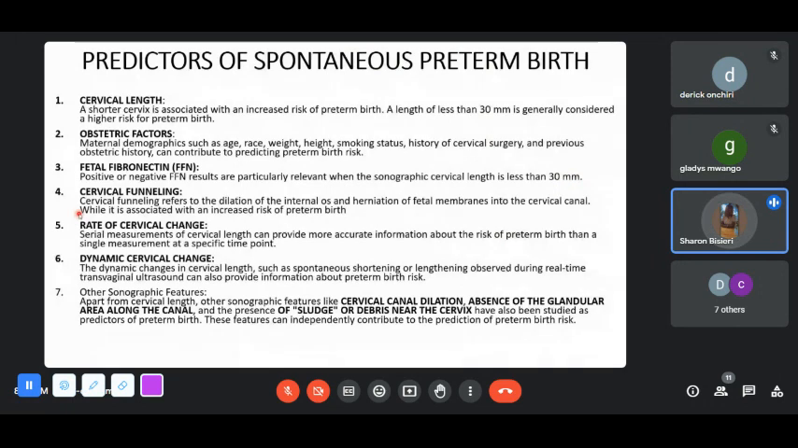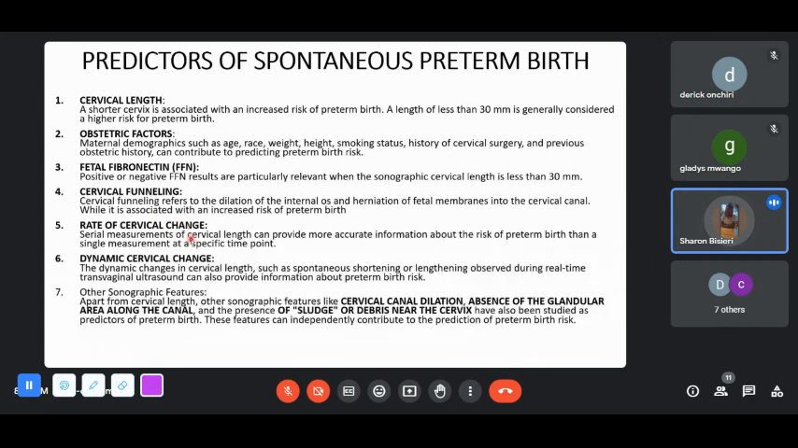Another thing is cervical funneling, and that refers to the dilatation of the internal os and herniation of fetal membranes into the cervical canal. So when you get funneling, that's also a negative thing to consider.